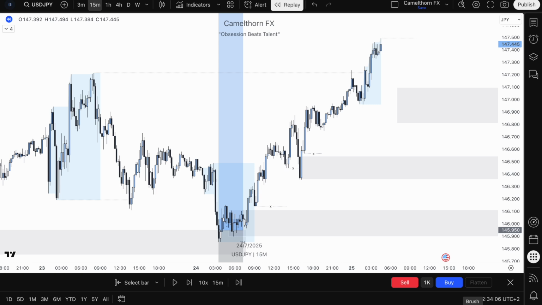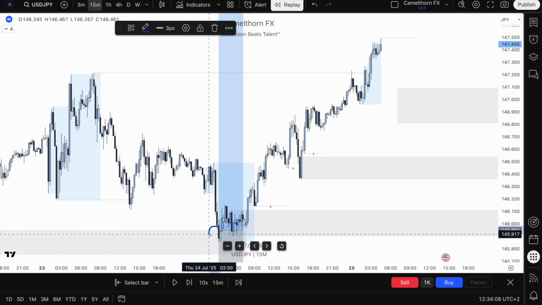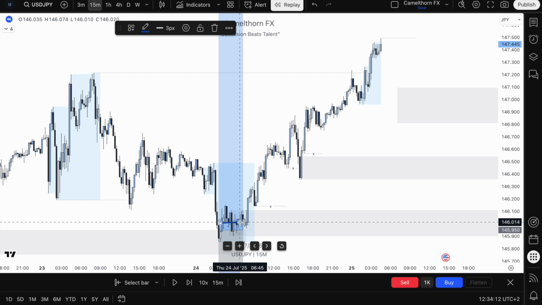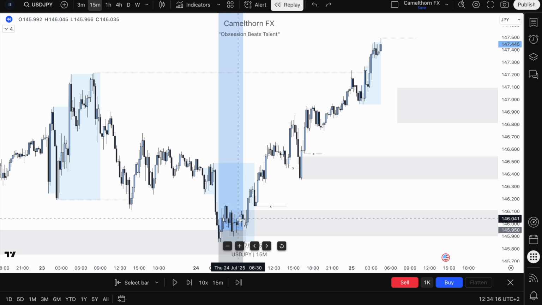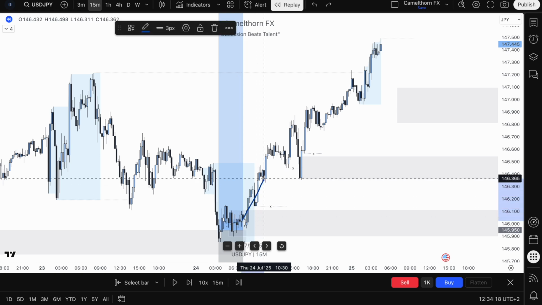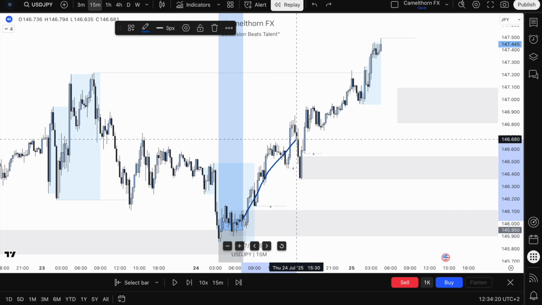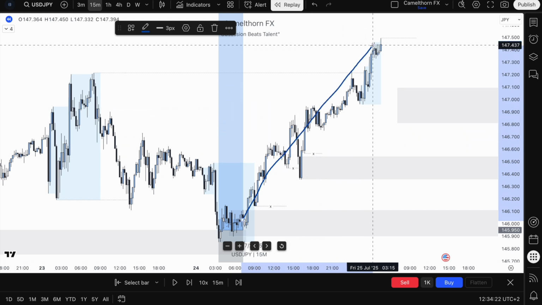Fast forwarding price again, you can see that after we get tapped into the trade, there was a little period of consolidation during the Asian session. But then as we were approaching the open of the London session, that bullishness stepped into the market really well, pushing price action higher.